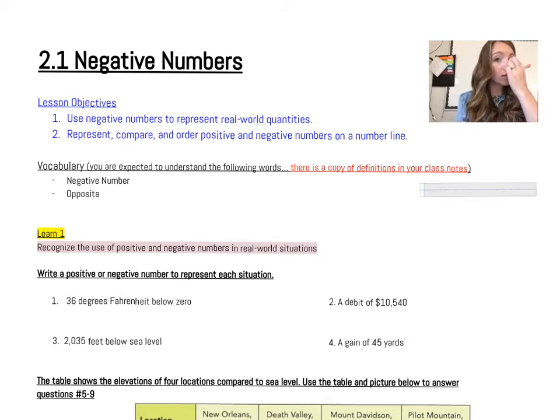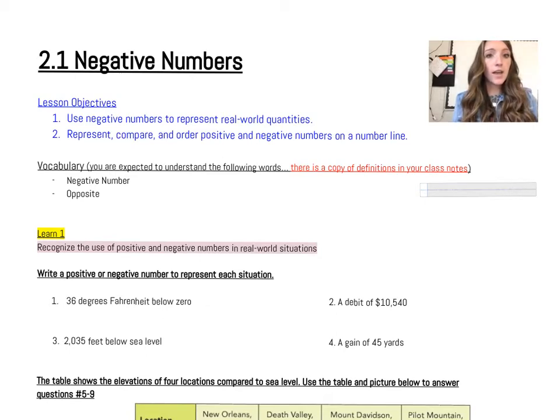Our first objective is to learn how to use negative numbers to represent real world quantities, and we're also going to look at representing, comparing, and ordering positive and negative numbers on our number line. Your vocabulary is listed there for you. Remember, we have that Quizlet created with all of our vocab words that you can continue to practice throughout this whole unit. And you have a document with all of our vocab words and their definitions, as well as pictures to go along with it. So use that at any point in reference to what our vocab words are.